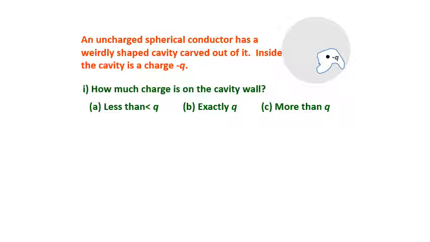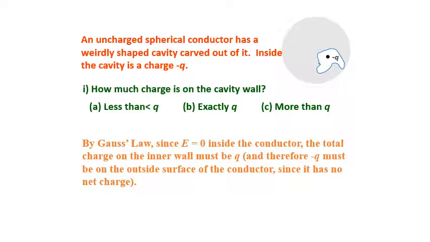Whenever we have an uncharged spherical conductor with an oddly shaped cavity carved out of it, and inside the cavity a charge minus Q, then the charge on the cavity wall is exactly Q. Because by Gauss law, since E is equal to 0 inside the conductor, the total charge on the inner wall must be Q. And therefore minus Q will be on the outside. Since there is no net charge, and we have an inner charge of minus Q, the induced charge will be plus Q.